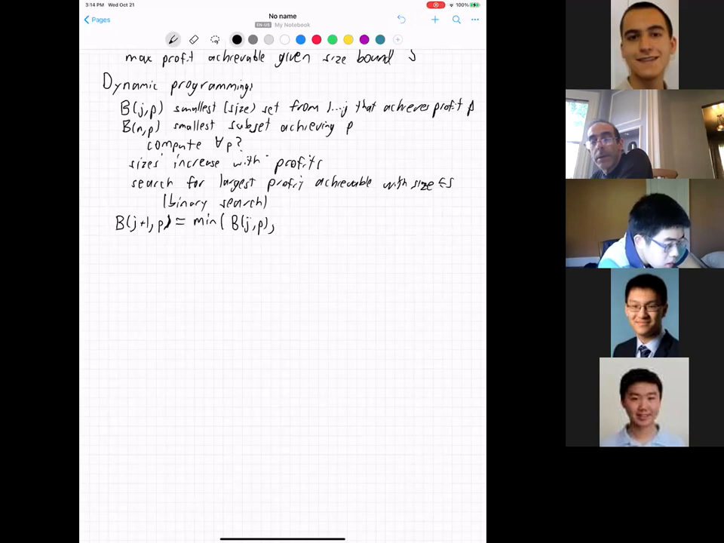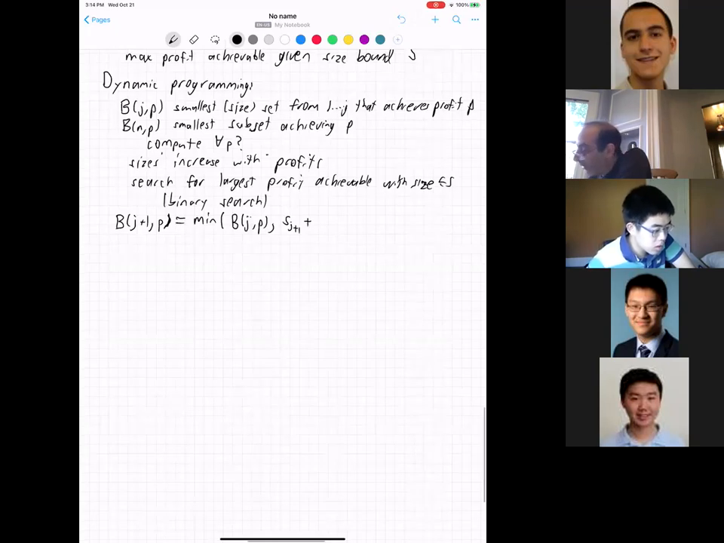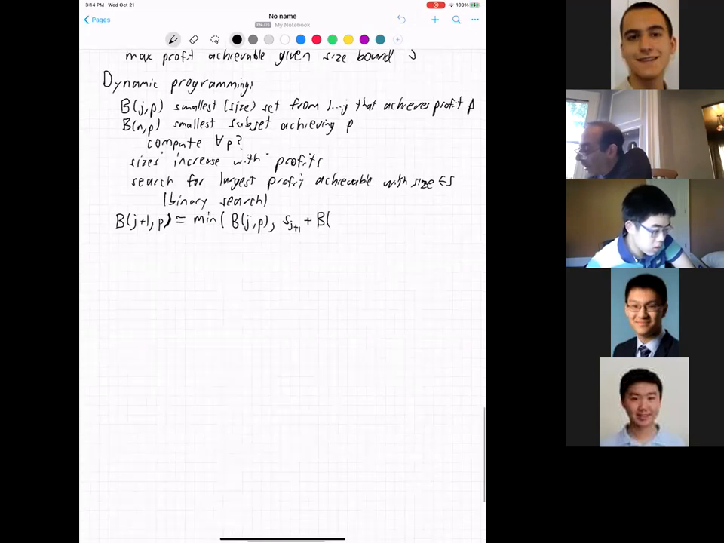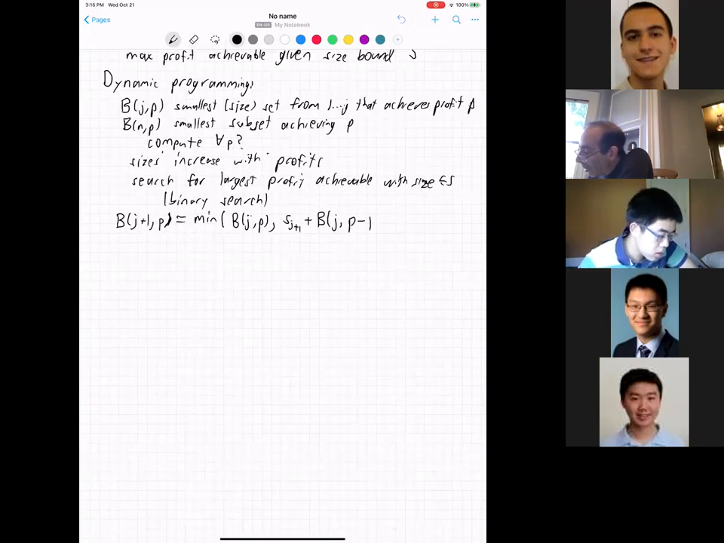It's like SJ, or the size of the item j plus 1, plus BJ minus the price of item j plus 1. Profit. I know why you said price, because that's what we've been doing, but now the P's are profits, right? So the point is we take the j plus 1 item, and in order to achieve the right amount of profit, we need to get the rest of the profit from the items 1 through j. So we take our target profit P, but we've already achieved profit P_{j+1}. So we need this much more.